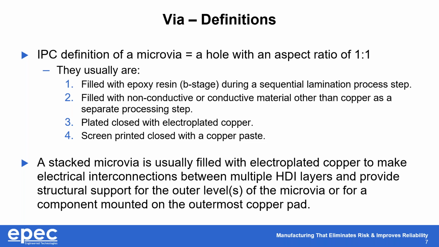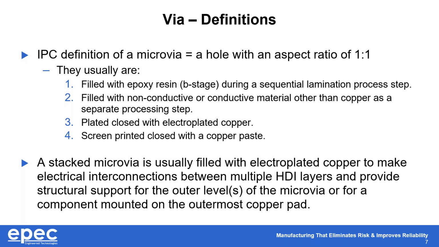And typically, these are filled one of 4 ways, right? If you've got a microvia that is an internal microvia, many times it can be filled with B-stage or pre-preg. When you do your lamination, the pre-preg heats up and spreads between the traces along with inside of the holes.